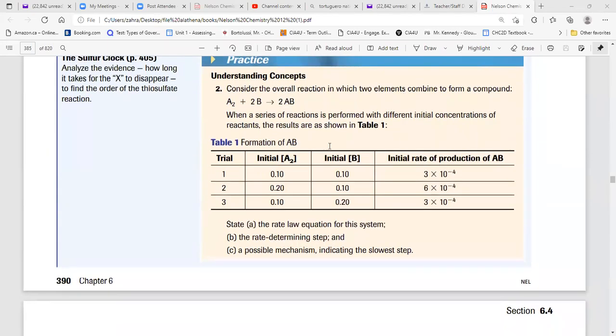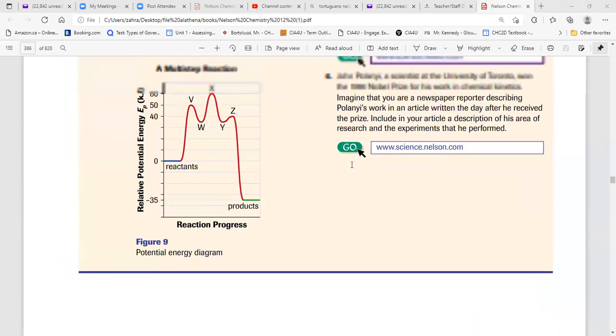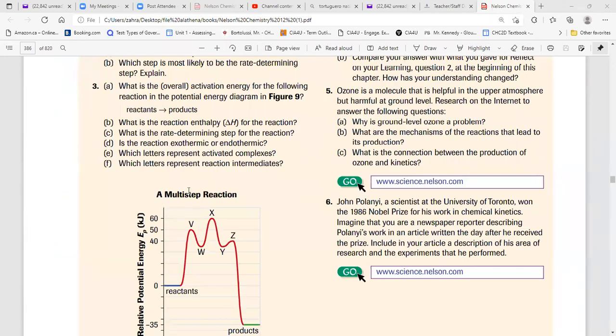So you can try doing this question for practice. And also question number 3 on this page.